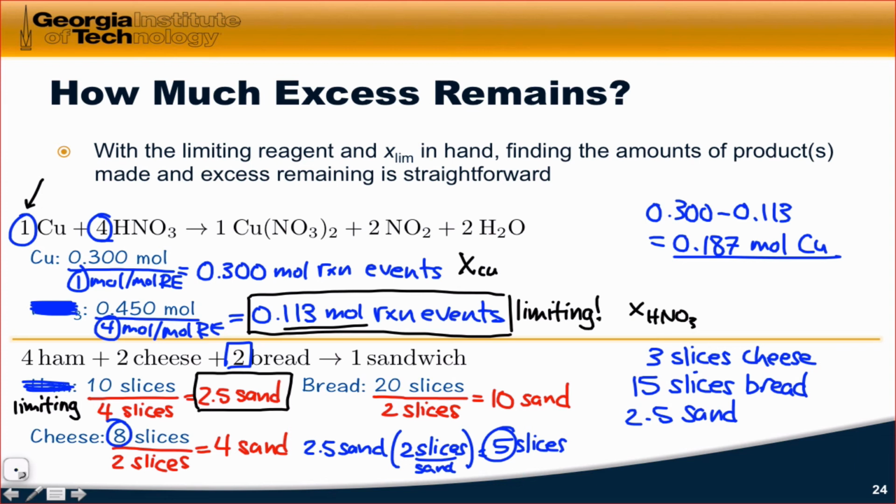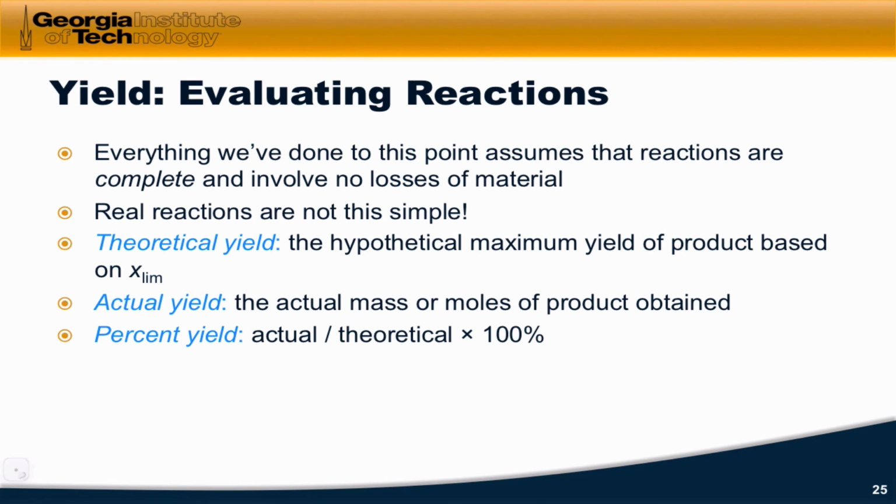We can use a similar thought process to figure out the moles of products that are formed in the course of this reaction. And in fact, we did that in the sandwich case, 2.5 sandwiches, right? I won't go through that here, but that's just a matter of applying these molar ratios now, along with the limiting number of reaction events, which we calculated before. Now let's transition to talking about yield.